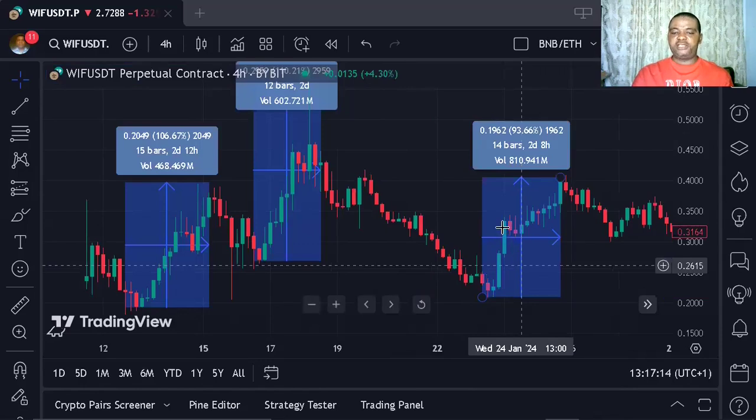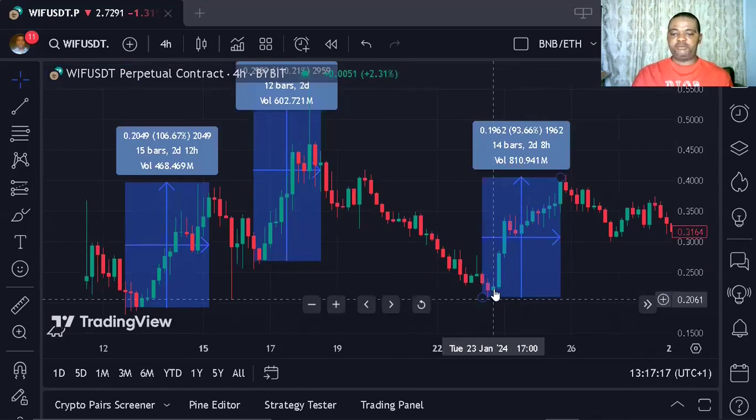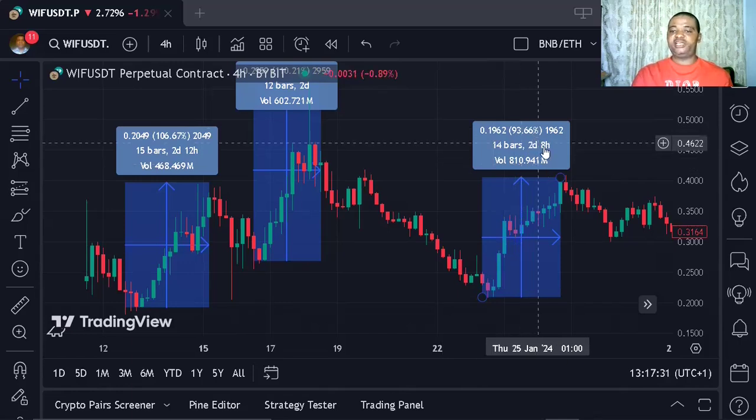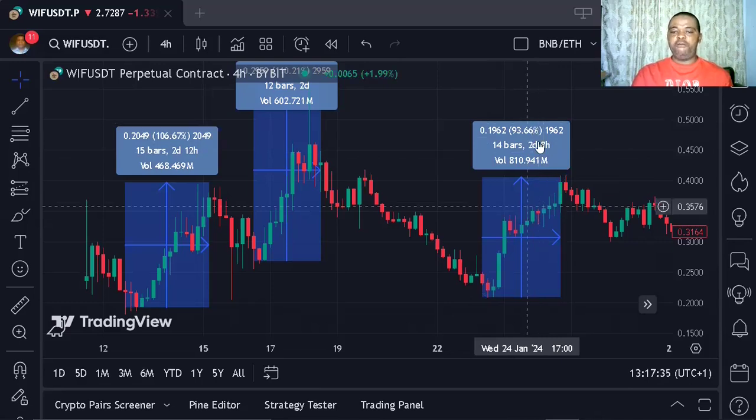The next bullish trend section started from the lowest price of this green candlestick bullish trend starter, and the price action of this cryptocurrency squeezed up by 93.66% over the period of 2 days, 8 hours. And of course, you would have made over 70% profit on this particular bullish trend section.